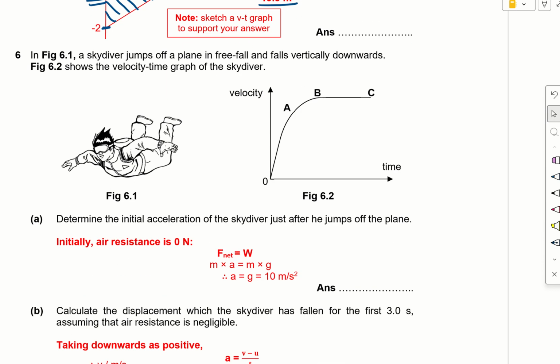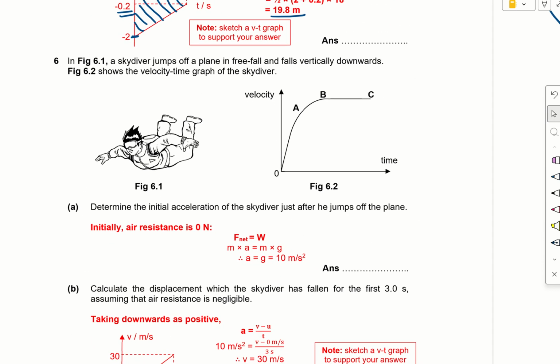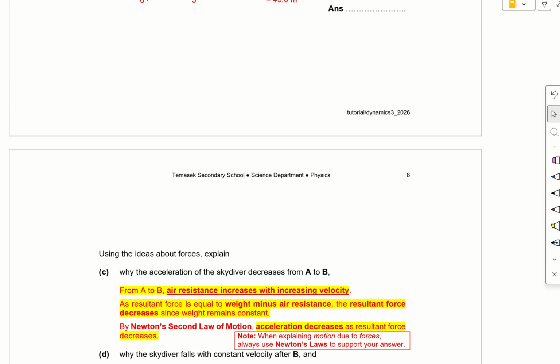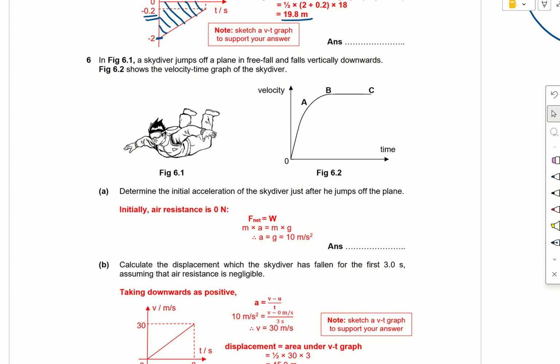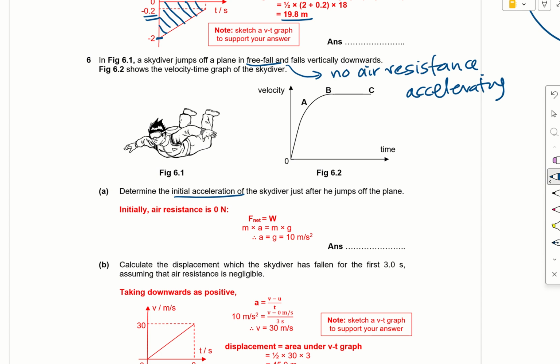Question 6, a very popular question for us to practice the explanation part. A skydiver jumps off a plane in free fall. Free fall meaning no air resistance. And he is accelerating, and he falls vertically downwards. Figure 6.2 shows the velocity time graph. Determine the initial acceleration just before he jumps off the plane.